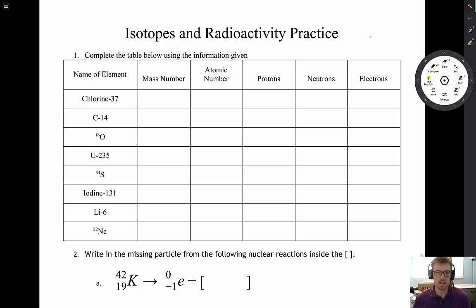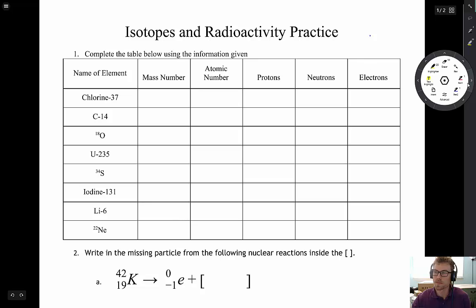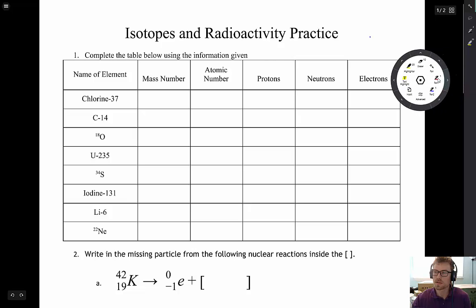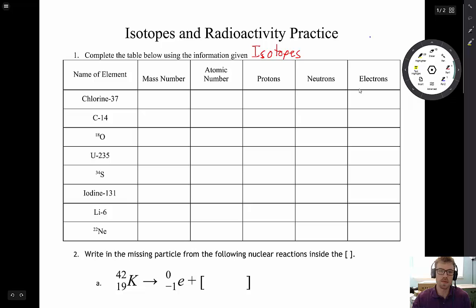Taking a look at the first part of this worksheet, we're looking at isotopes. The purpose of this first portion of the activity is to work on isotopes. When we're talking about isotopes, everything that we have done so far is going to be the same, right? All the counting of protons, neutrons, and electrons, all the rules that we've been talking about, are the same. The only thing that's different is that when I give you the name of the element, I'm also giving you the mass.